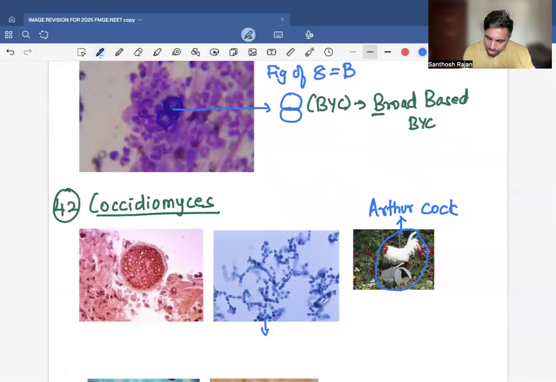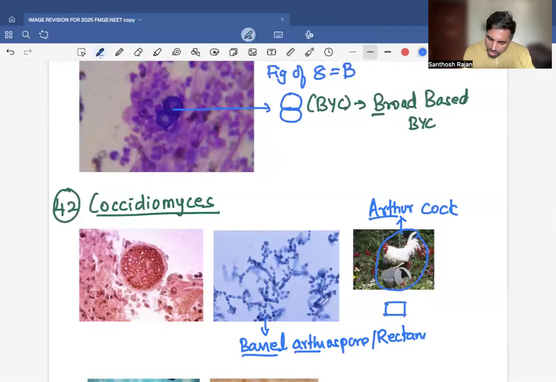So look at this, this is the one I'm saying. This is called barrel shaped. Remember, I told you that the barrel shaped egg is your Trichuris trichiura. Now barrel shaped arthrospore, because I told Arthur, this is the reason. Barrel shaped arthrospore or rectangle, we call it rectangle also. It looks like a rectangle, all tiny, looking like this. Rectangular shape, number one.